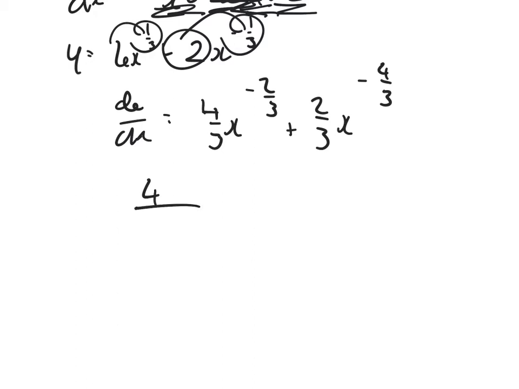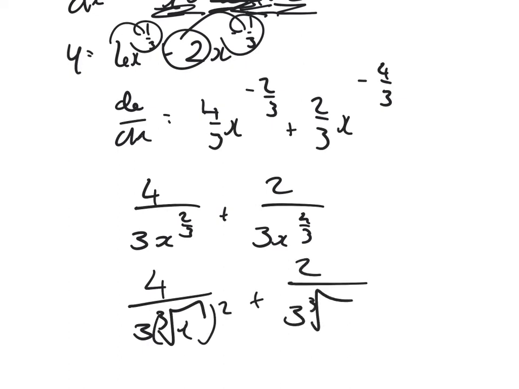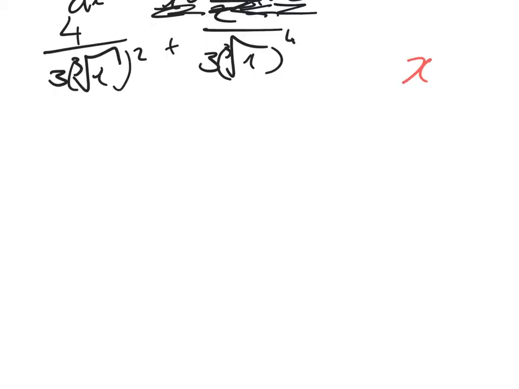So that's going to be 4 over 3x to the 2 over 3 plus 2 over 3x to the 4 over 3. I can then introduce the root symbol, so that's going to be 4 over 3 lots of the cube root of x squared plus 2 over 3 lots of the cube root of x to the power 4. Okay, we were then looking for the gradient of the tangent at x equals 8.